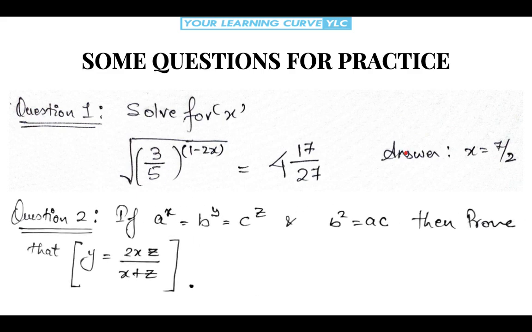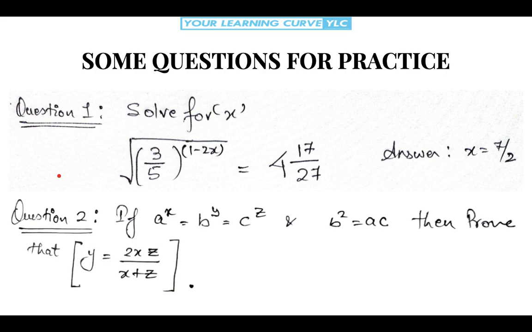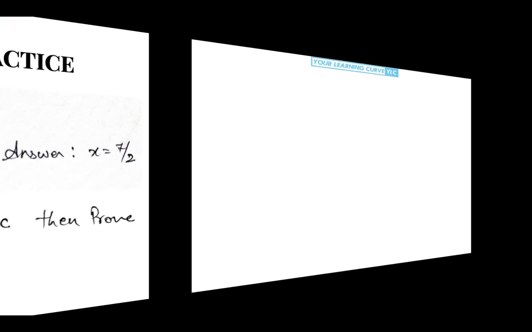And this next question is, if a to the power x is equal to b to the power y is equal to c to the power z, and a relation b square is equal to ac is given, then you have to prove that y is equal to 2xz upon x plus z. Now let's look at the solutions, but I would recommend that you pause the video first, solve these questions, get the answers, and then you can proceed on to the next slide for the solution.